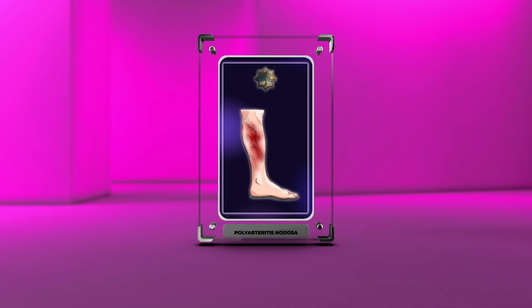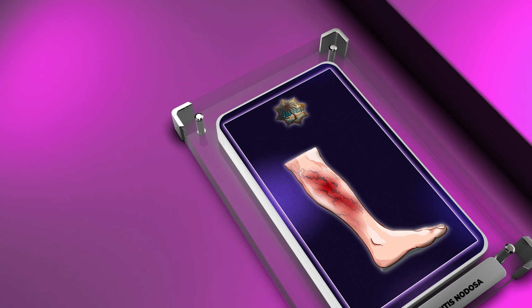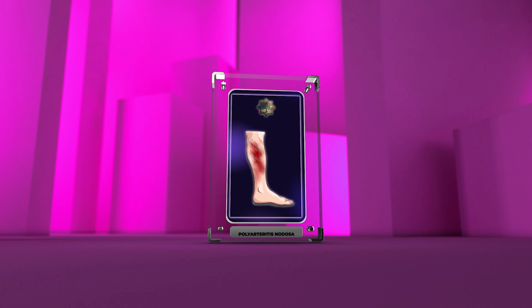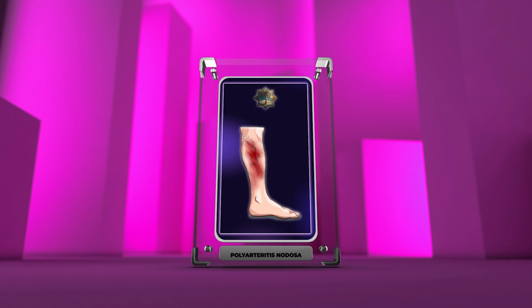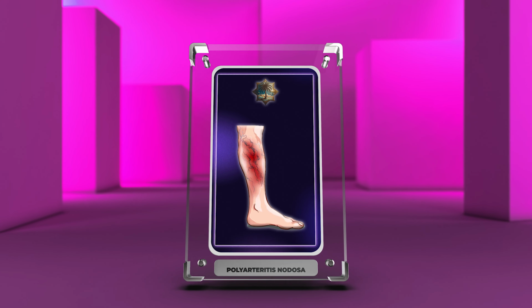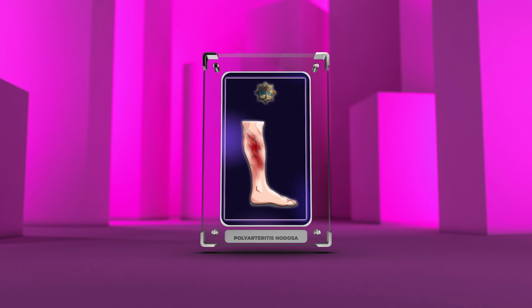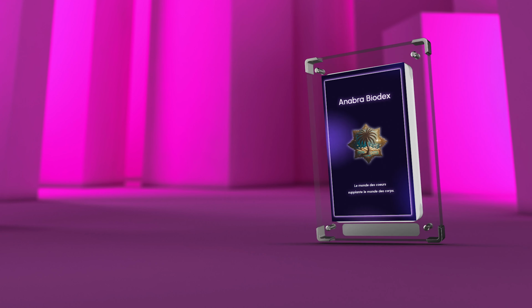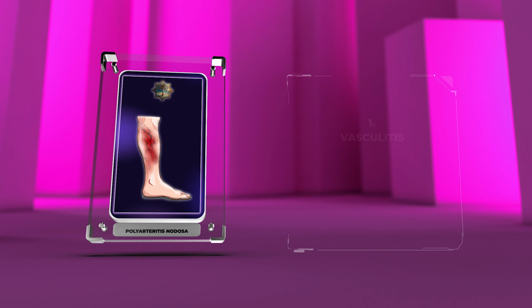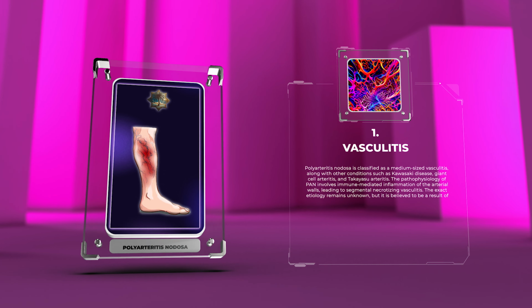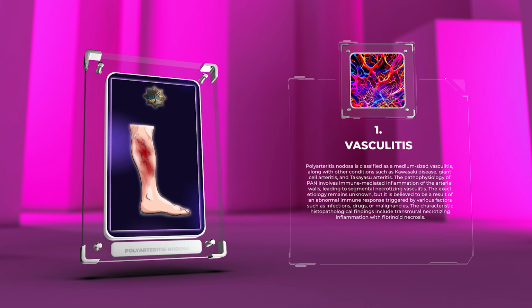Polyarteritis nodosa, PAN, is a rare systemic vasculitis that causes inflammation in medium-sized arteries, damaging multiple organs. This video will explain the pathophysiology, clinical manifestations, diagnostic approach, and treatment strategies of PAN, offering a comprehensive understanding for medical professionals.